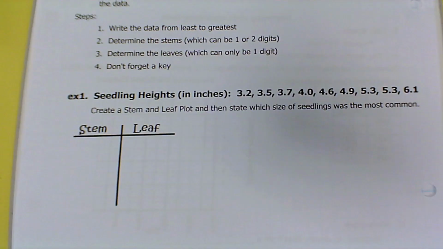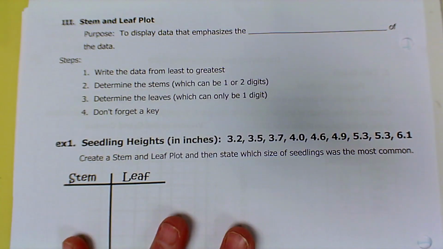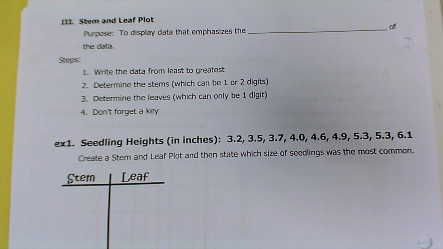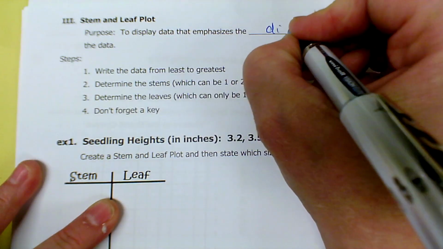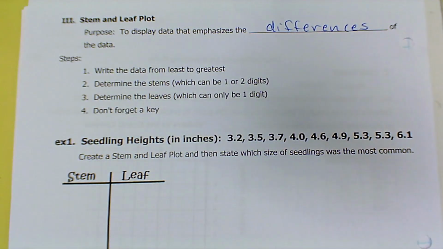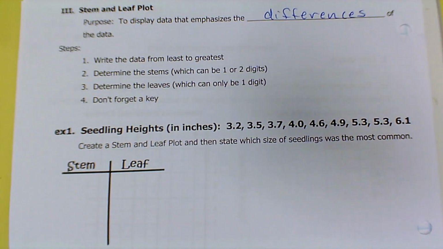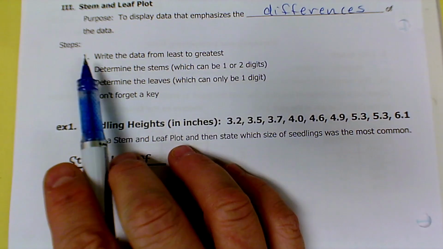Okay, I'm pretty sure you've seen histograms before and line graphs, but a lot of you have probably not seen stem and leaf plots. So stem and leaf plots, the purpose is to display data that emphasizes the differences of the data. So it focuses on showing how things are varied. So here's how you do it.